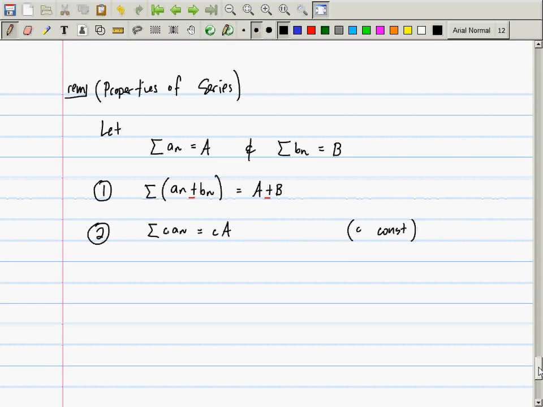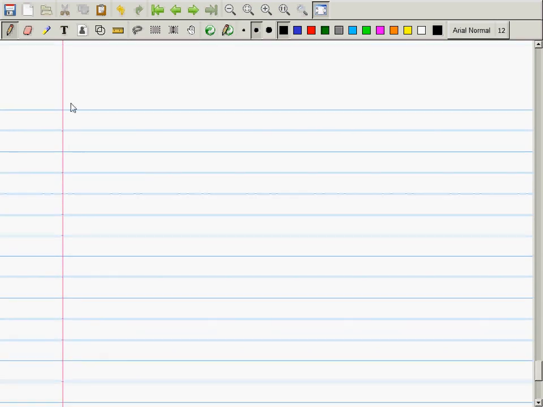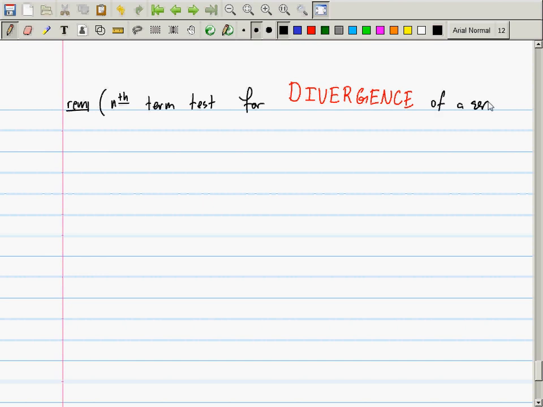Okay, and now here's a big one. Right, this isn't actually a big one. This is a small deal, but students frequently mess it up. Okay, this is called the nth term test for divergence of a series. Now, I'd like to emphasize that this is called the nth term test for divergence. But I cannot even express to you the sadness and the number of times I've had a student quote for me, therefore, this series converges by the nth term test for divergence. Okay? The nth term test for divergence can tell you when a series diverges. It tells you nothing about when it converges. Okay.